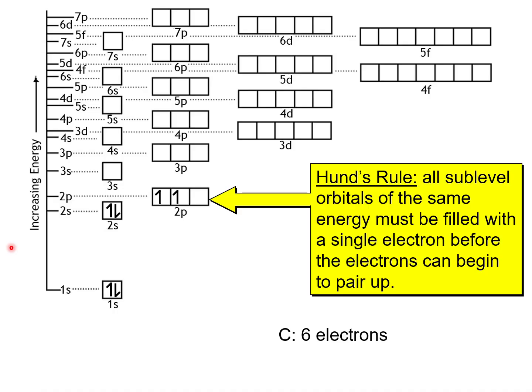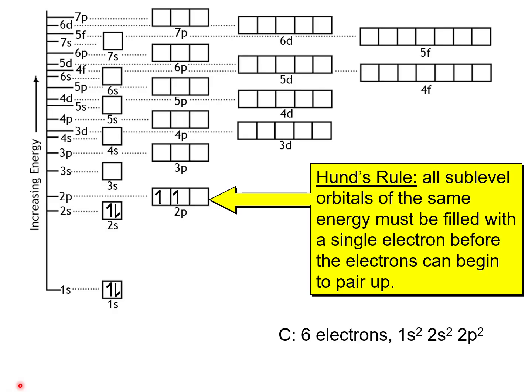An additional part to Hund's rule is that the electrons, when you're filling them up with singles, all have to be in the same orientation. And since we're starting, by convention, with the up arrows, you're going to fill these boxes up with 3 up arrows before you start adding the down arrows. So the electron configuration would be 1s2, 2s2, 2p2.